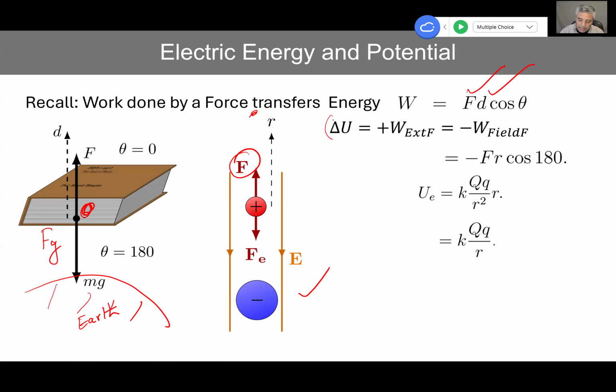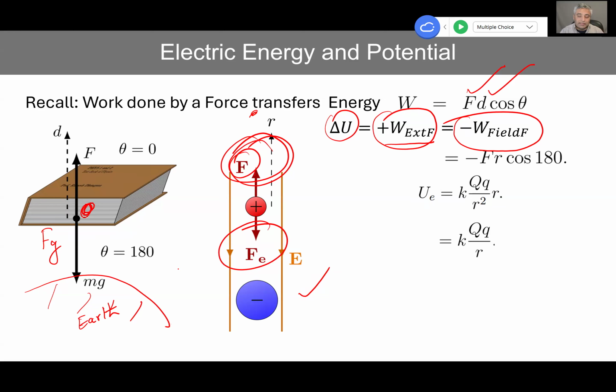And we also learned that change in potential energy is equal to work done by external force, or the negative of the work done by the field. So work done by this and work done by that are going to be equal in value but opposite in sign, and that's what that is.